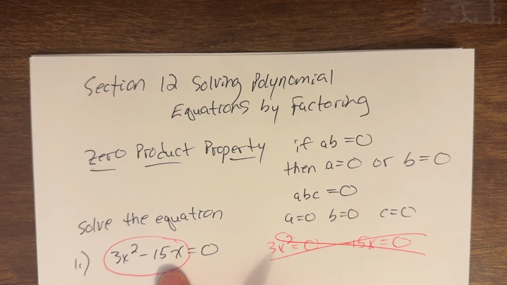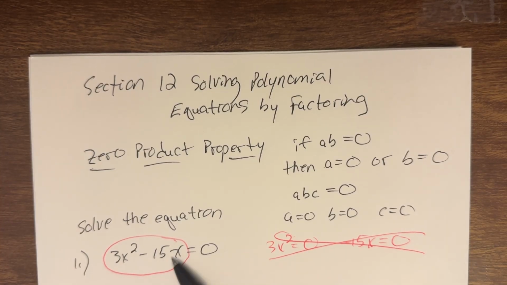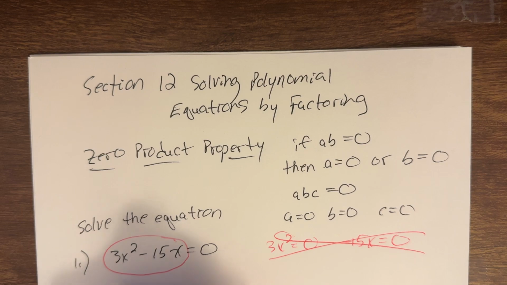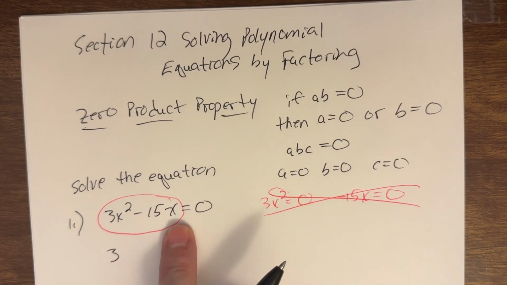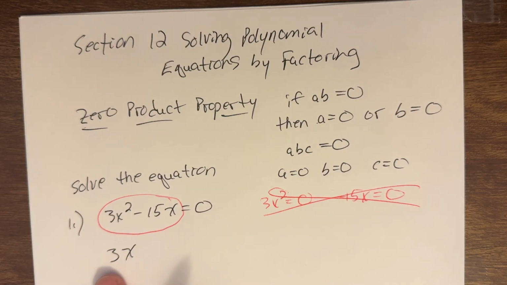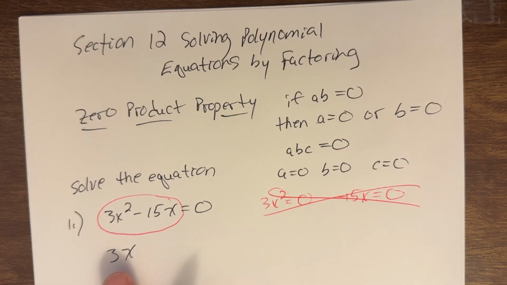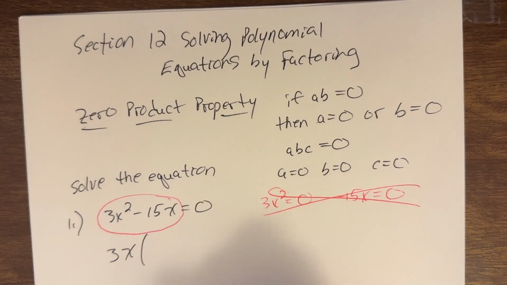I will do that by factoring. How am I going to factor this one? Well, I look across, I see common terms. 3 and 15 share a common 3. X squared and x share a common x. So a 3x is coming out.